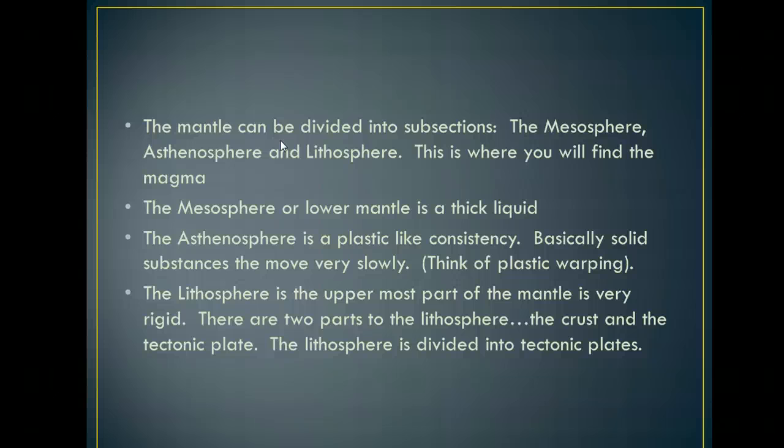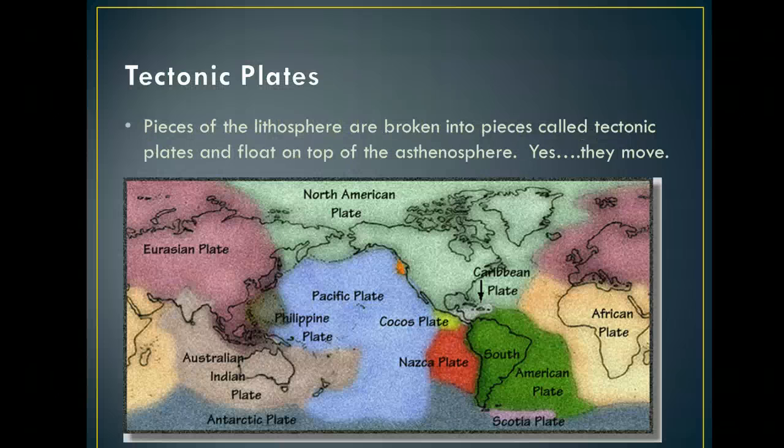The uppermost part of the mantle, the part closest to us, is called the lithosphere. And remember, we've talked about the prefix lith, meaning stone or earth, and sphere, meaning circle. This is the part of the mantle that is very rigid. There are two parts to the lithosphere, the crust and the tectonic plate. The lithosphere is the part of the earth that is basically all cracked and divided into different sections. Those cracks and divisions we call tectonic plates.